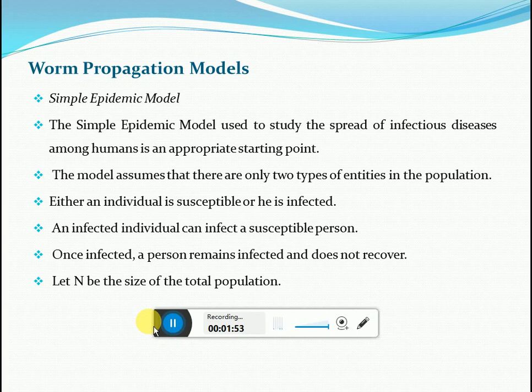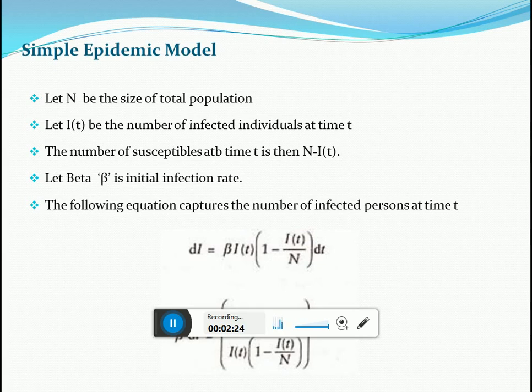Since the category of disease is epidemic, the infected person has an ability to infect the uninfected or susceptible person. Once an infected person remains infected and does not recover, there is a higher possibility that he may infect the others. To understand this particular model, we will discuss how exactly this model is represented in a mathematical fashion.